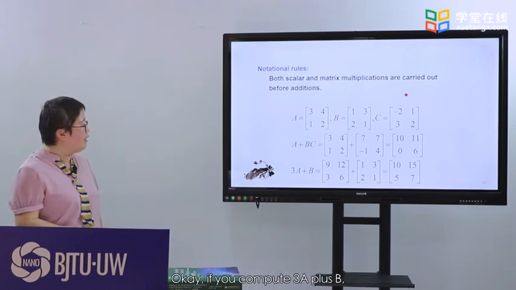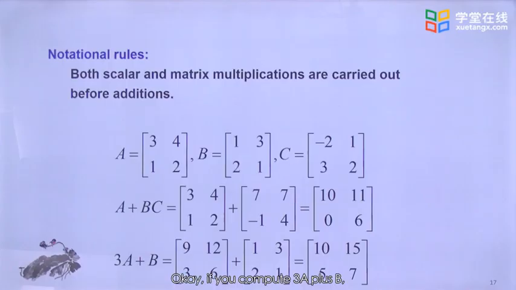And if you compute 3A plus B, you also do the scalar multiplication first. 3 times A means for each entry of A, you multiply that entry by 3, and you get this 3A. And then plus B, you will get this new 2 by 2 matrix.